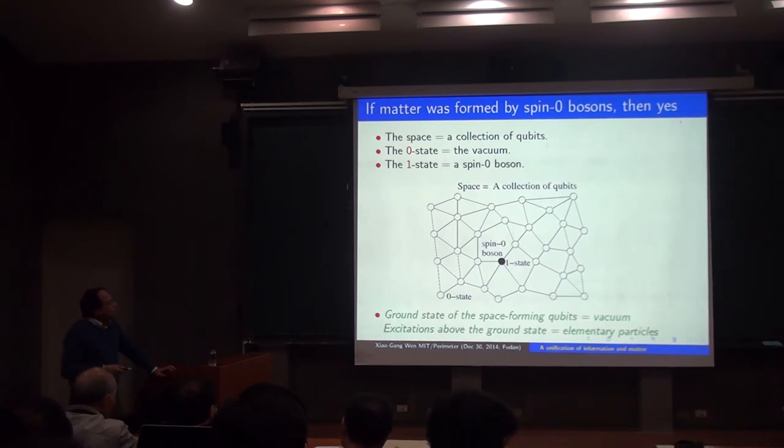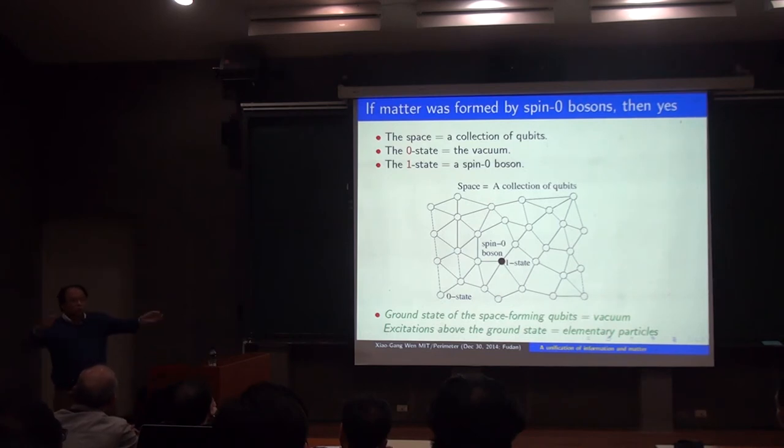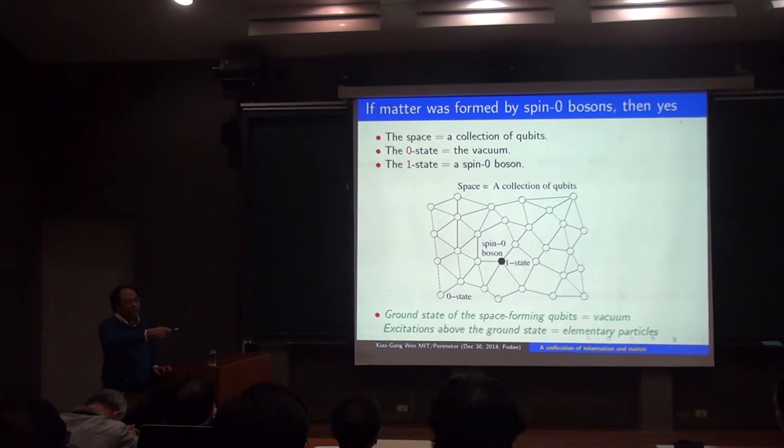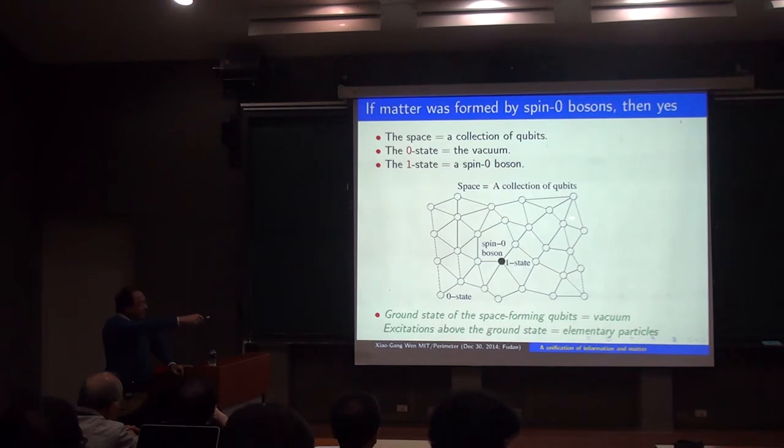Here we say space is a lot of qubits. The information is transmitted in this space via interaction. It's not like moving a qubit from one place to another; it's via the interaction between qubits. So this excitation can hop from here to here, and around. That's how information is transmitted.